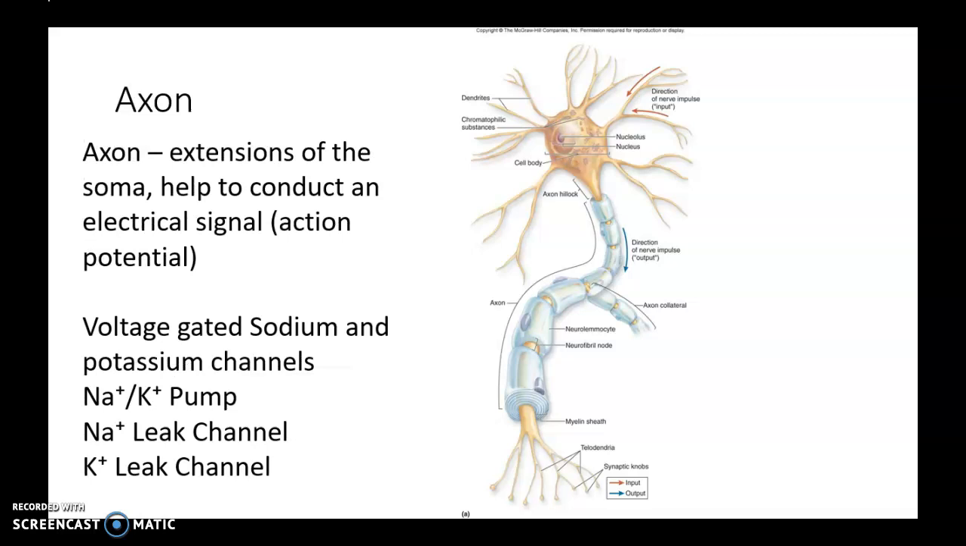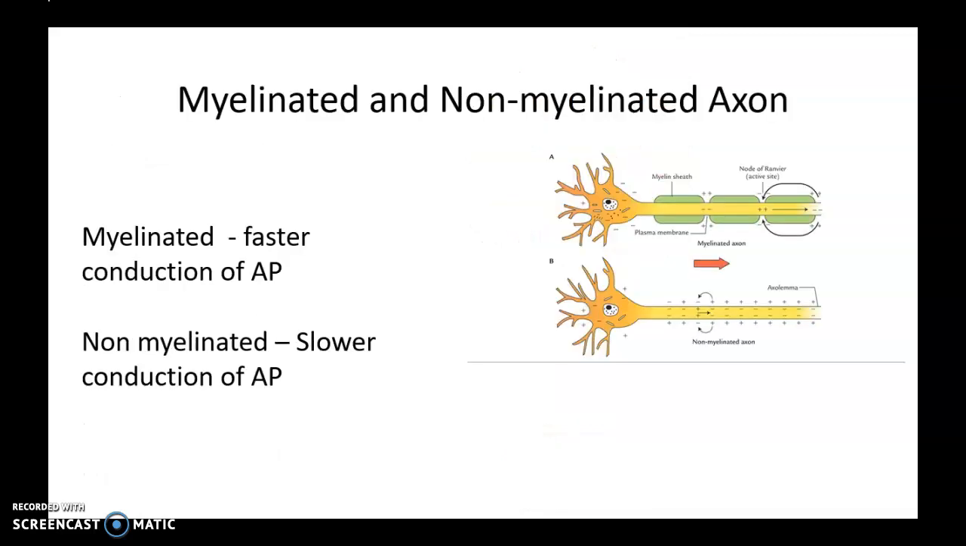Axon, looking at the axon, they are nothing but the extension of the soma, and they carry the action potential down to the downstream cell. Axon has voltage-gated sodium and potassium channels on top of the sodium-potassium pump and the leak channels. Now, here we are looking at two types of axons, right? One has myelin sheath, the other one doesn't.